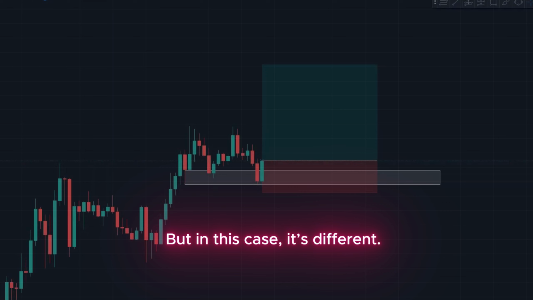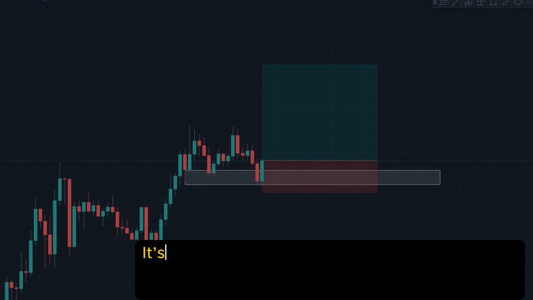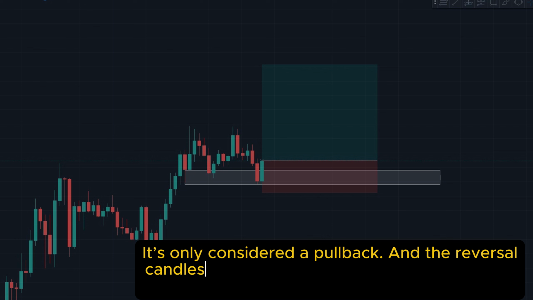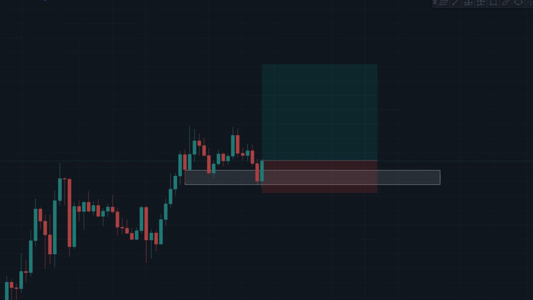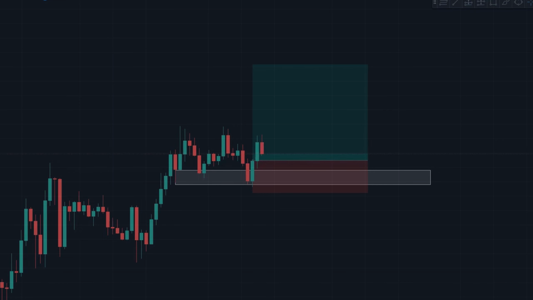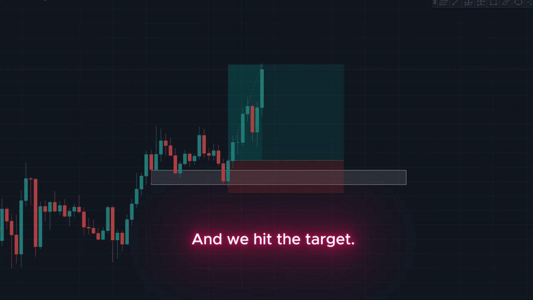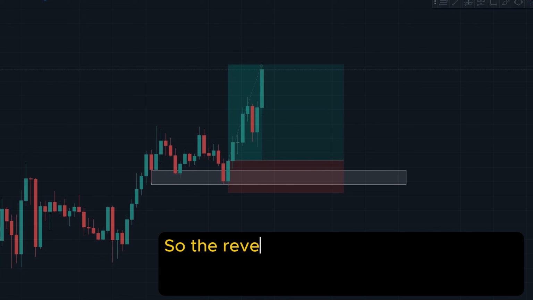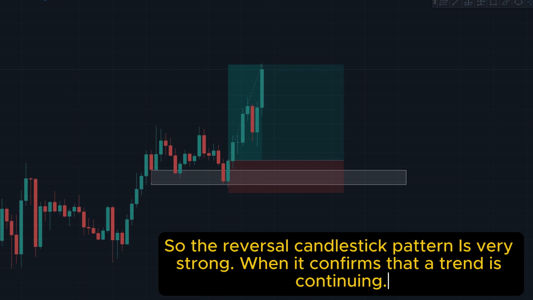But in this case, it's different. The price returns to the key level without forming clear highs and lows, so it's not considered a trend. It's only considered a pullback. And the reversal candlestick pattern reverses the pullback very well at the key level. It supports the continuation of an uptrend, so we place a buy order in this case. And we hit the target. So the reversal candlestick pattern is very strong when it confirms that a trend is continuing.